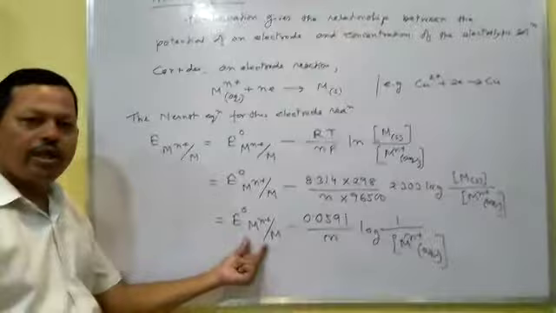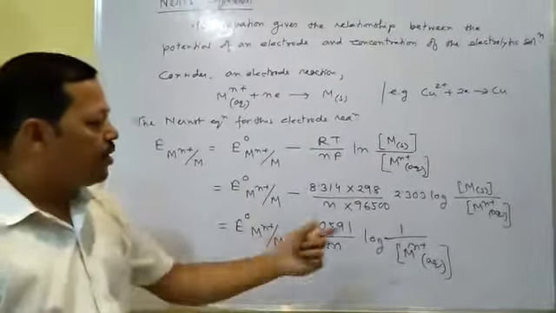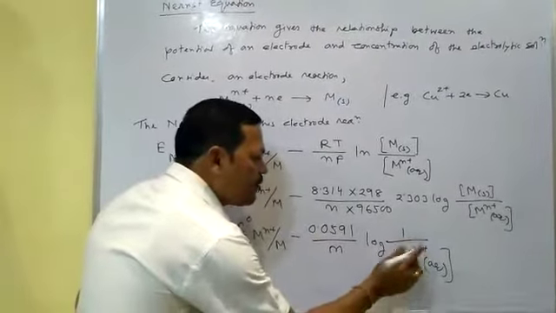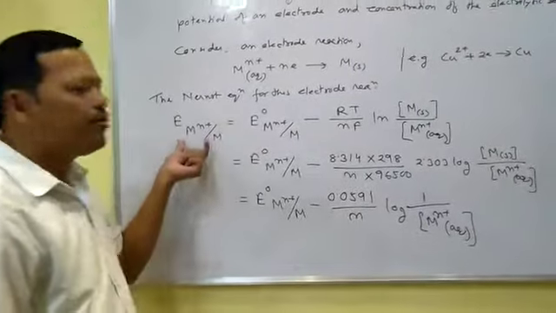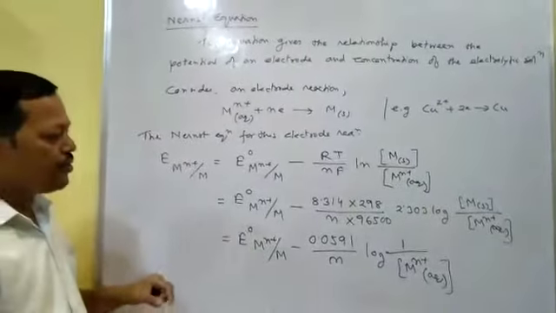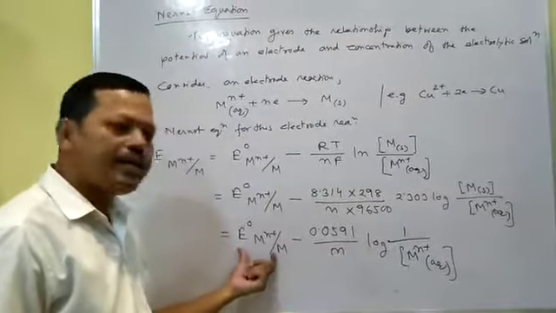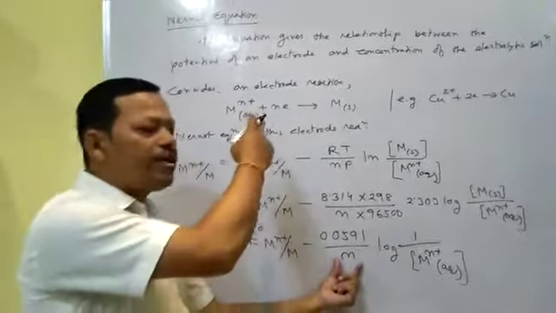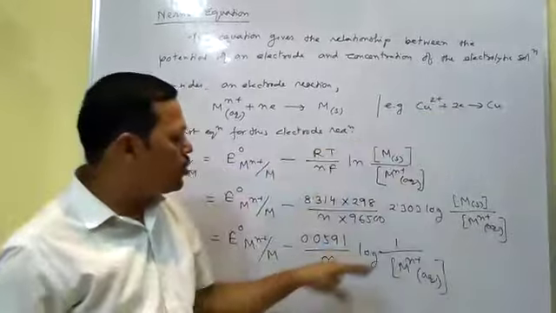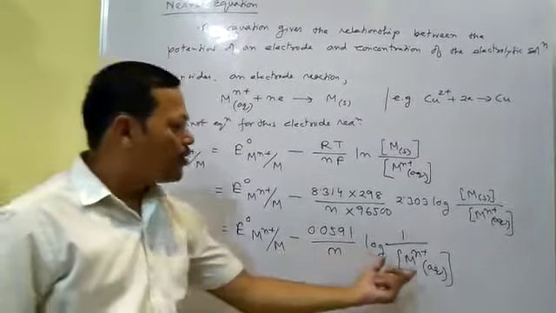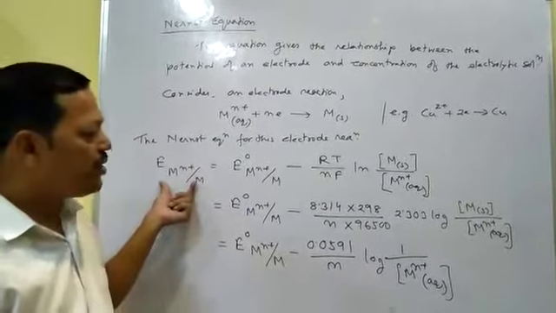E naught value you will get from your table, and n value you will get from the reaction. If you know the concentration of the metal ion, the concentration of Mn+ ion, then you can find out the potential for the electrode. So you should know only the concentration. This value you will get in your table. The n value depends on the reaction. For example, for this reaction, the number of moles of electrons is 2, so you have to put n as 2 here. If you know the concentration, you can directly find the normal potential for the electrode.